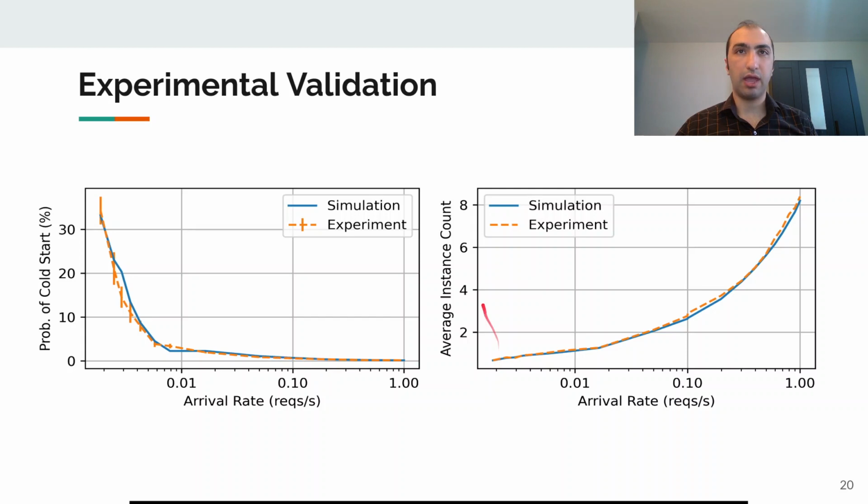And we also have the average instance count, which generally is an indicator of the infrastructure cost incurred by the provider. And we can also, as you can see, get a very accurate estimate for this value.